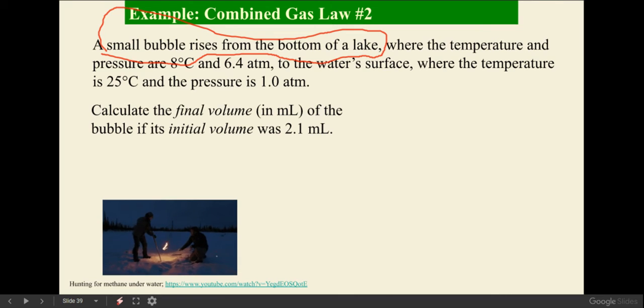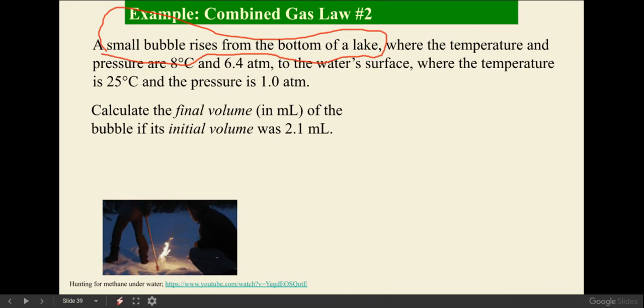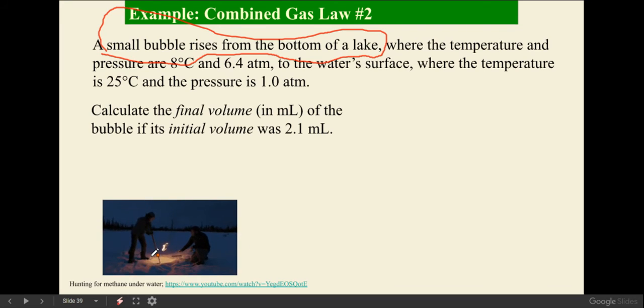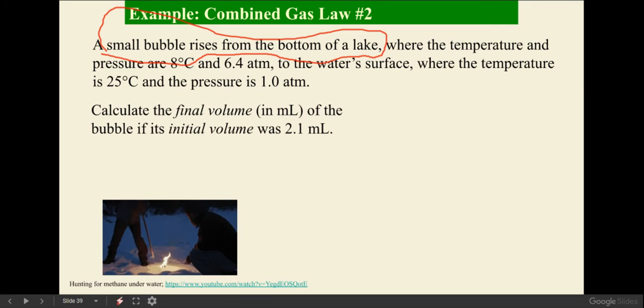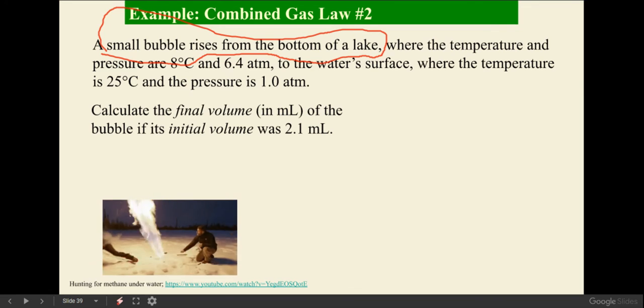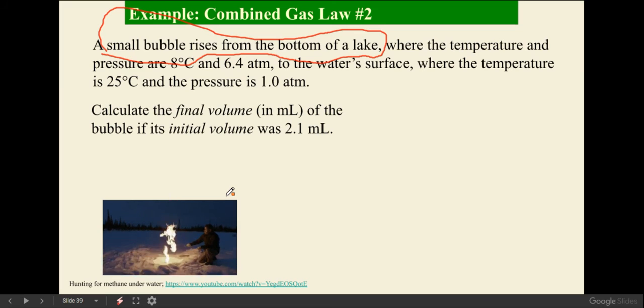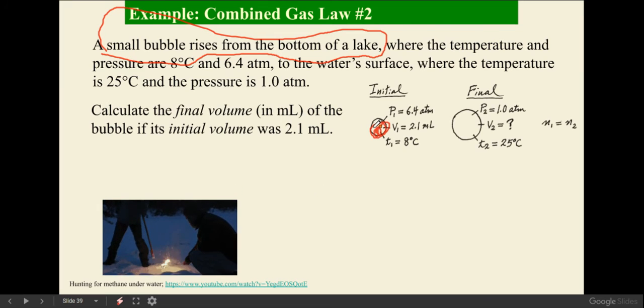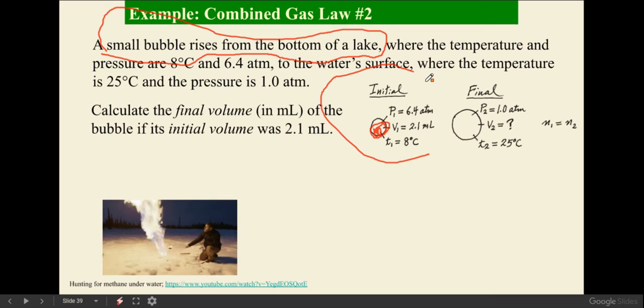This is showing a lake in Russia that has a lot of methane deposits that build up underneath the frozen lake. And so then for good fun, you poke the ice, release the gas, and have someone light it, and you get fire. Anyway, so let's say the air bubble started under these conditions.